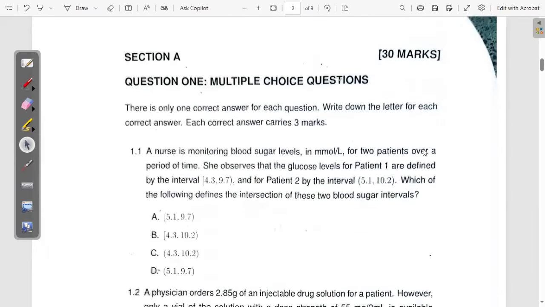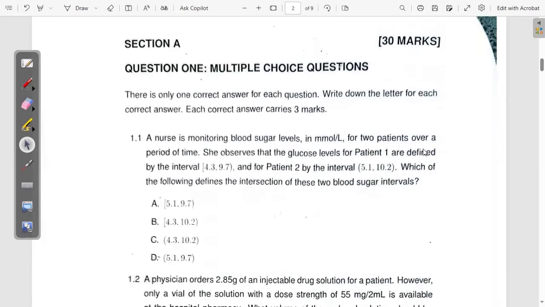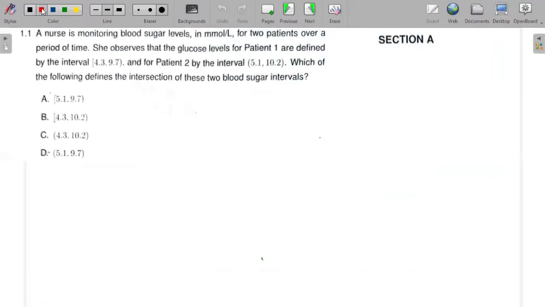So we start from section A, which has multiple choice questions. But of course, since it's math, you also have to solve and justify the option that you're going to pick as your answer. So we start from section A, question 1.1. So this is the question here.